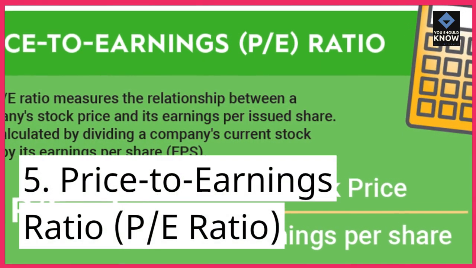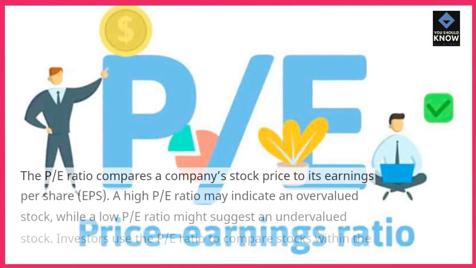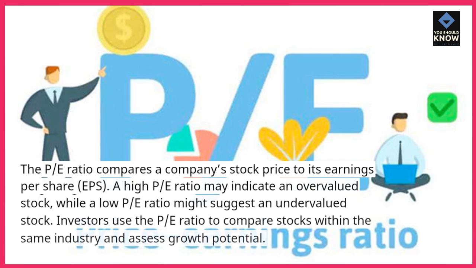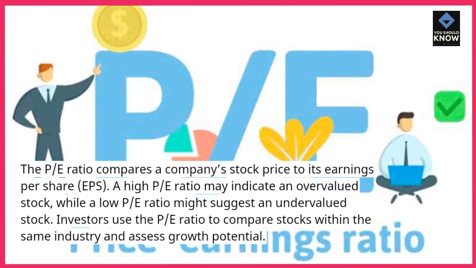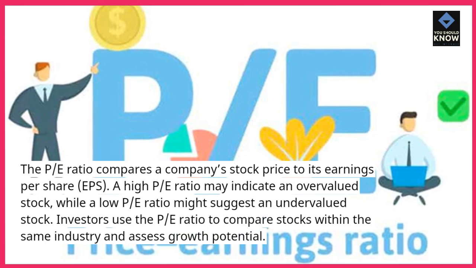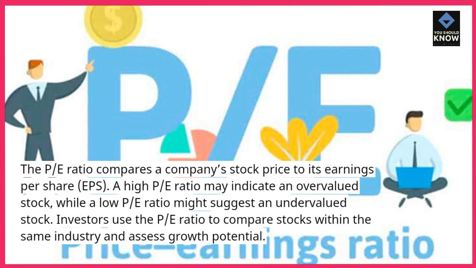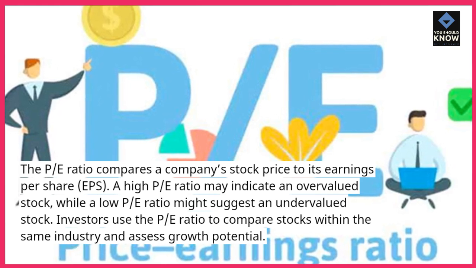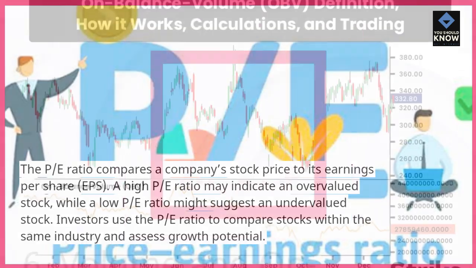5. Price-to-earnings ratio, P/E ratio. The P/E ratio compares a company's stock price to its earnings per share, EPS. A high P/E ratio may indicate an overvalued stock, while a low P/E ratio might suggest an undervalued stock. Investors use the P/E ratio to compare stocks within the same industry and assess growth potential.